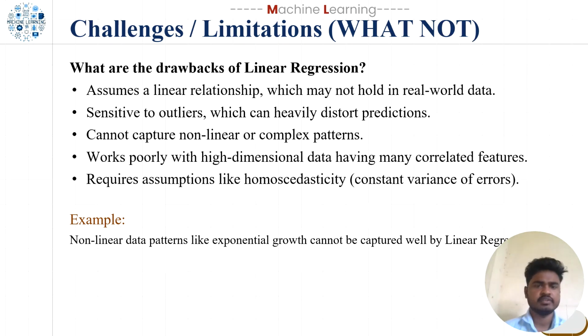Everything has limitations, like that. Our linear regression model has limitations too. Linear regression assumes a linear relationship, which is not always true in real data. It is highly sensitive to outliers, cannot capture complex or nonlinear patterns, performs poorly with many correlated variables, and needs assumptions like constant errors and variance. Example: exponential growth cannot be modeled properly.